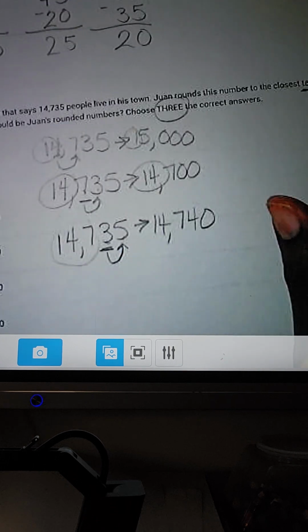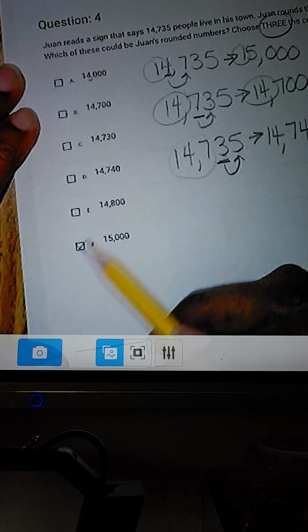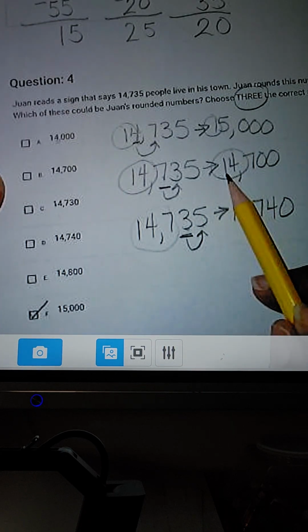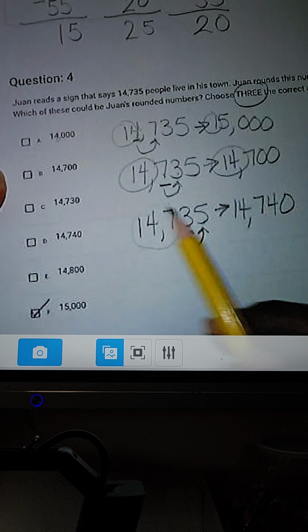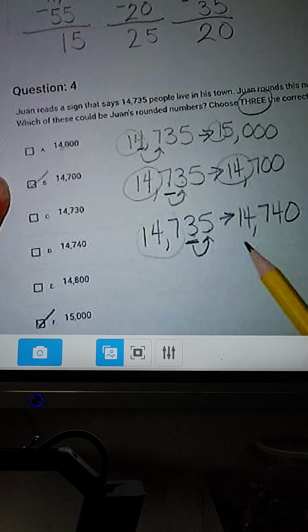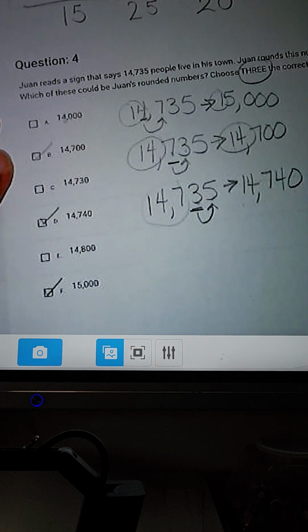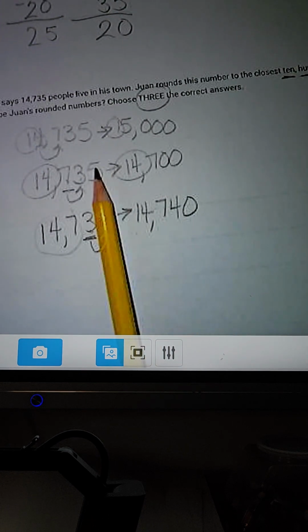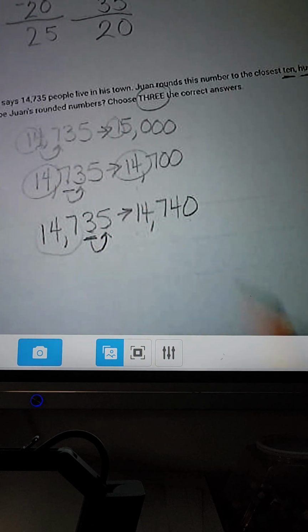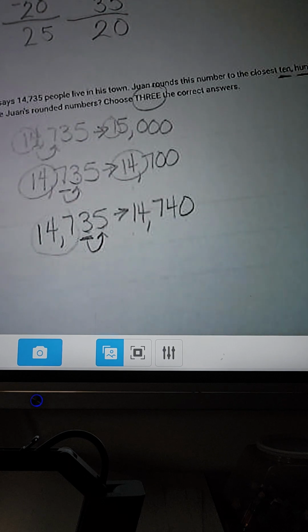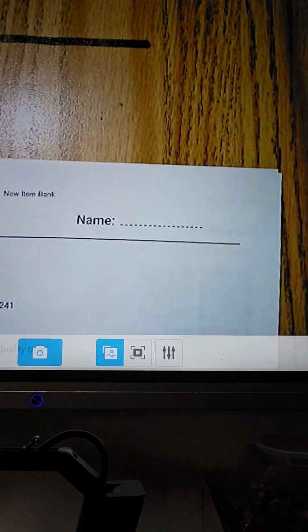So choose all of your answer choices. 15,000, that's at the bottom. 14,700, that's B. And 14,740, that is D. Okay, so please show your work and show how you rounded each one. Okay, all right, that's it.